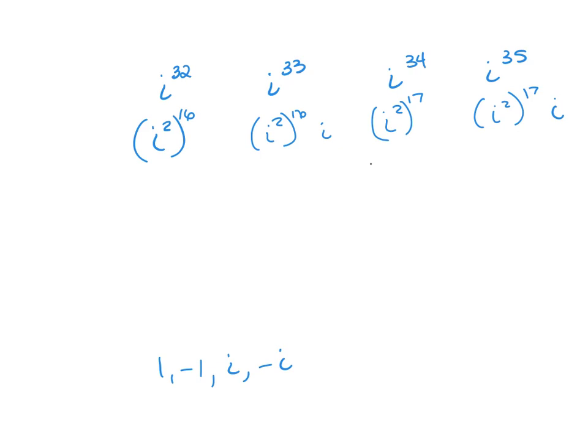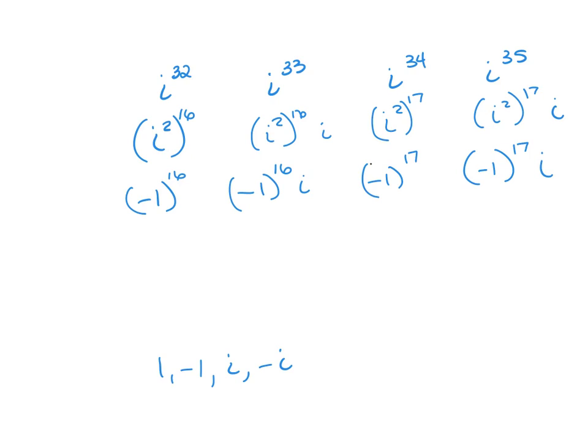Okay, so let's see what this all means. Does anybody remember what i squared is equal to? -1. Yes. So it's -1 to the 16, -1 to the 16 with an i next to it, -1 to the 17, and -1 to the 17 with an i next to it. Everybody follow what I'm doing?